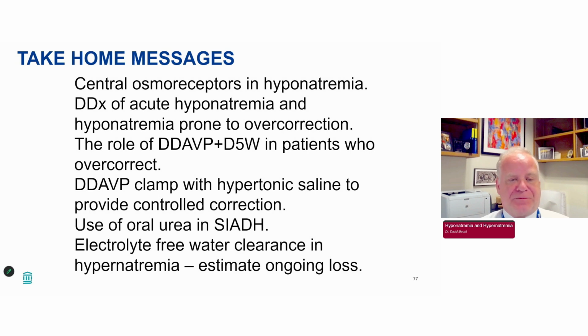So the take-home messages: I wanted to talk about central osmoreceptors and hyponatremia, the differential of acute hyponatremia and hyponatremia prone to overcorrection, and the role of DDAVP plus D5W in patients who overcorrect. We talked a bit about the DDAVP clamp with hypertonic saline to provide controlled correction. We talked about the use of oral urea in SIADH. And for hypernatremic patients, don't forget that some of these patients have ongoing free water loss. It's not just your usual demented elderly patient where it's not ongoing free water loss, it's mostly a reduced intake.